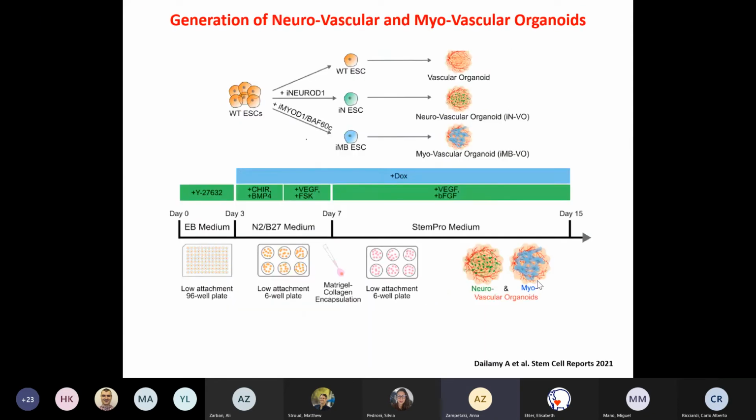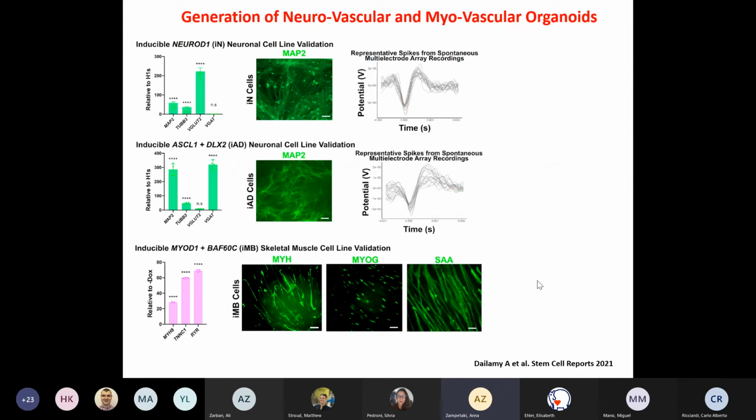Now, a modified version of this protocol was also recently published, and these authors here provide a protocol where you can also use inducible differentiation of embryonic stem cells to include neurons in your vascular organoids or skeletal muscle cells. So they end up with Neuro-Vascular and Myo-Vascular organoids, and the way to do it is by using inducible transcription factors for either neurons or skeletal muscle cells, as shown here.